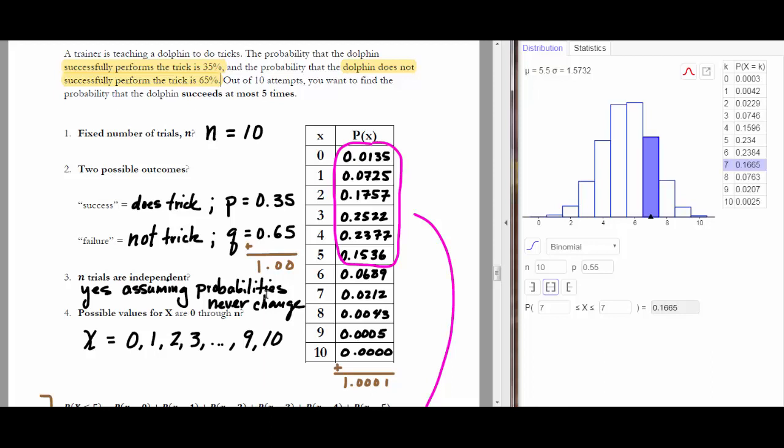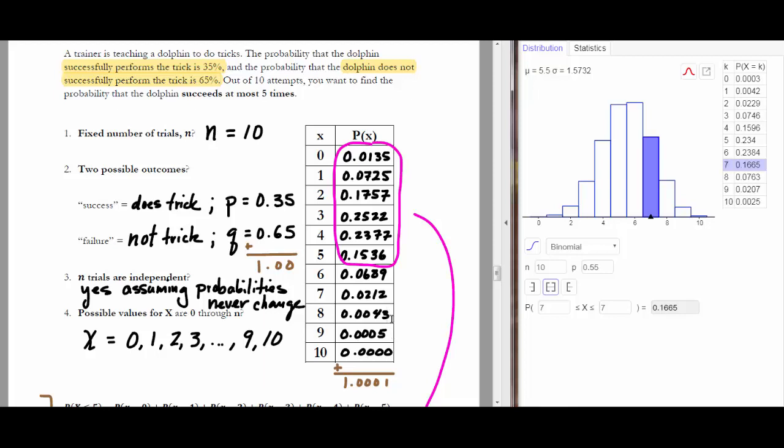Part 4, the possible values of x, 0 through n. Okay, so 0 would mean that the dolphin performed none of the tricks correctly, only 1, only 2, or 3, up to 10, performed all 10 tricks. The probability that the dolphin was able to perform all 10 tricks correctly would be pretty much impossible, and that's the range of values up to there.